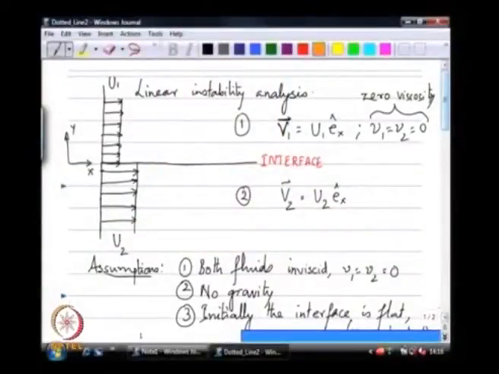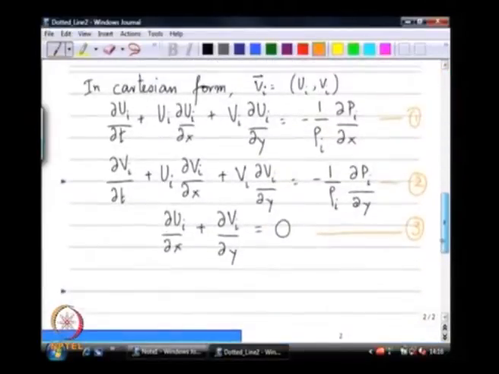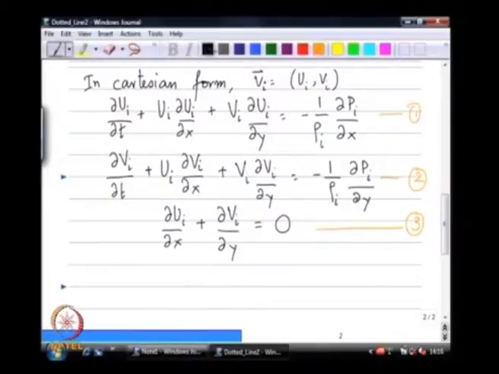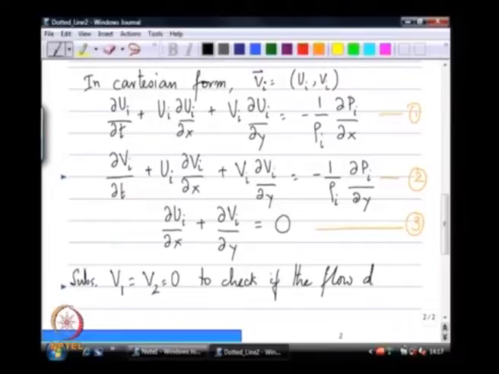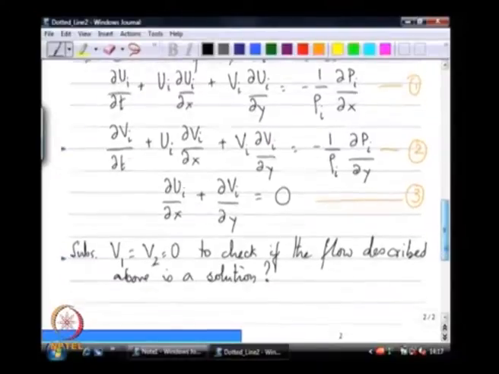So, let us first, we started with a certain flow configuration, that fluid 1 has a uniform x velocity of u 1, fluid 2 has a uniform x velocity of u 2, fluid 1 and 2 both have no y component of velocity. So, in this, if I substitute to check if the flow described above is a solution, what do we find?